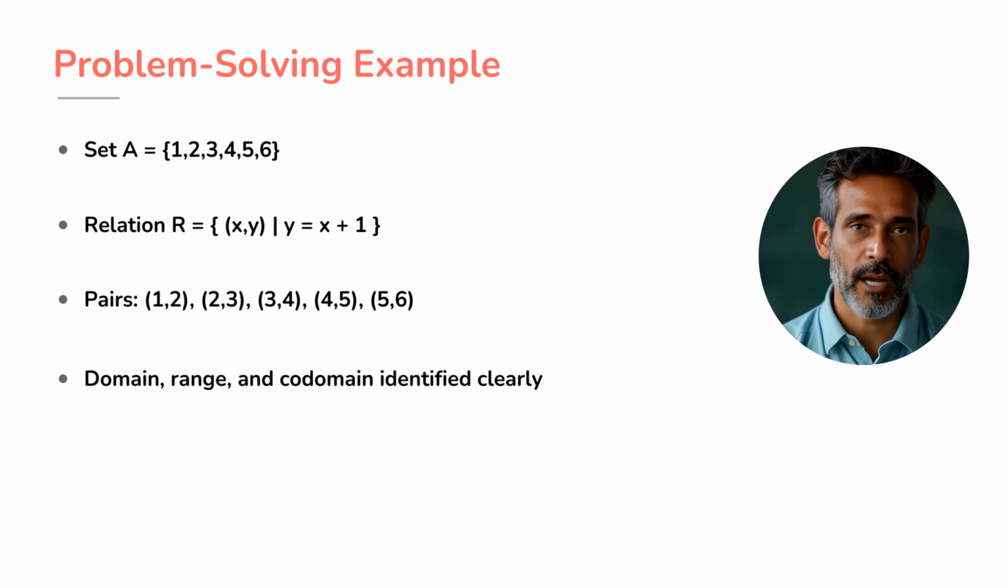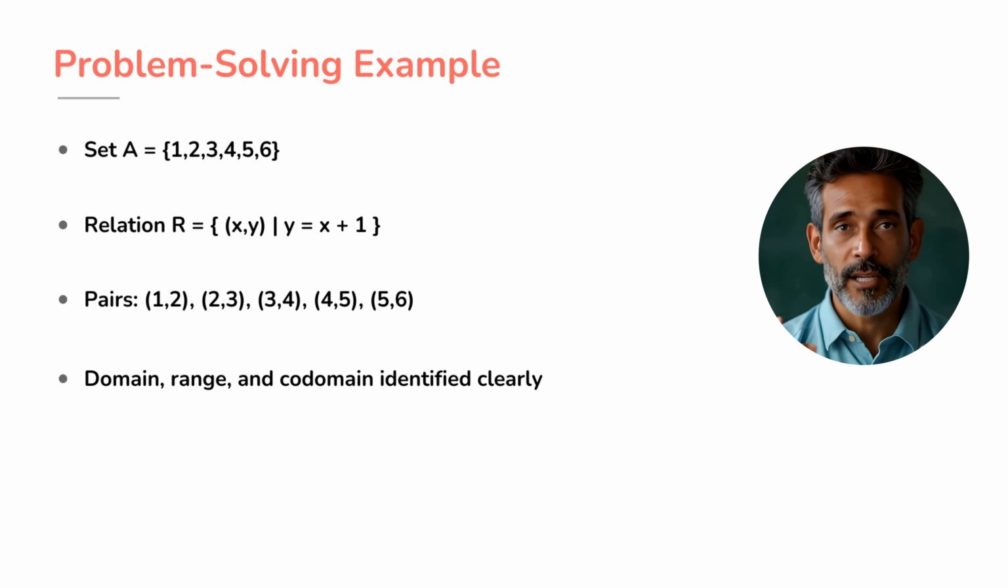Let's list each pair that fits this condition. (1, 2), (2, 3), (3, 4), (4, 5), (5, 6). This gives us all the pairs in our relation R.